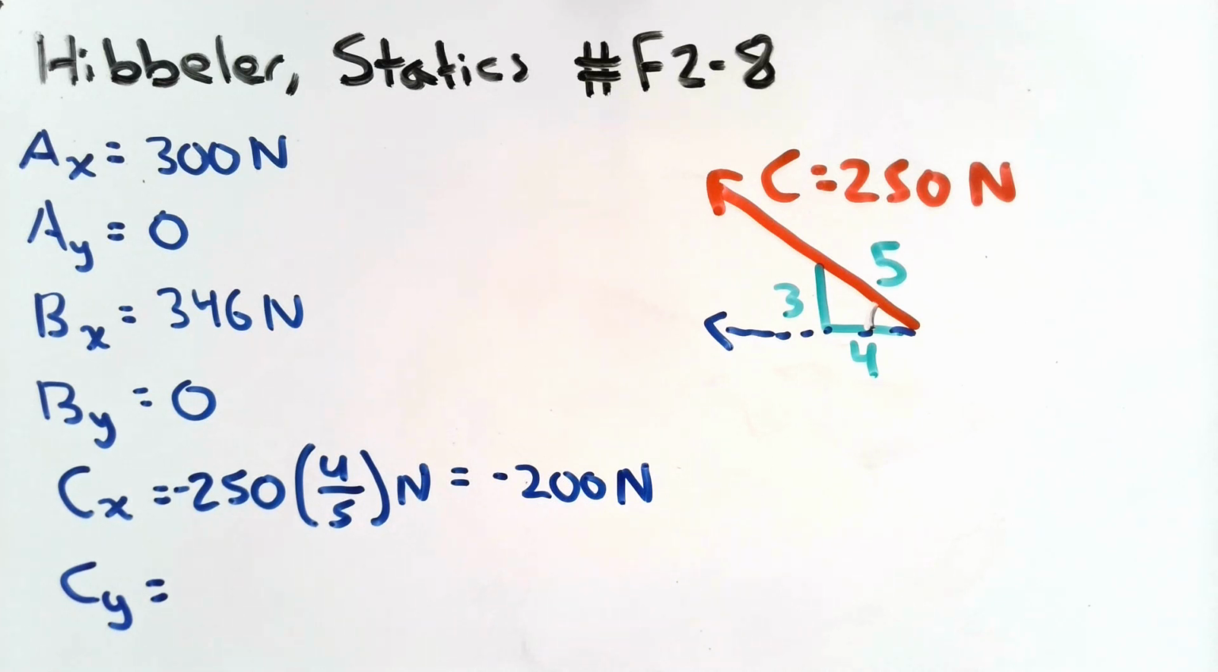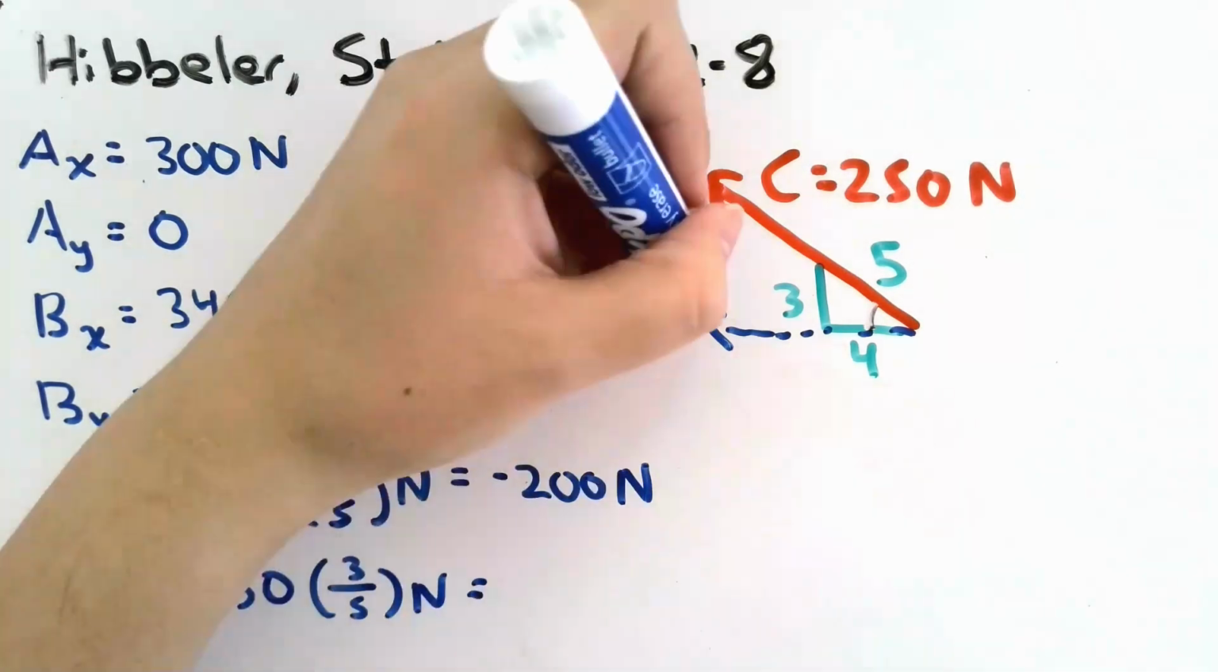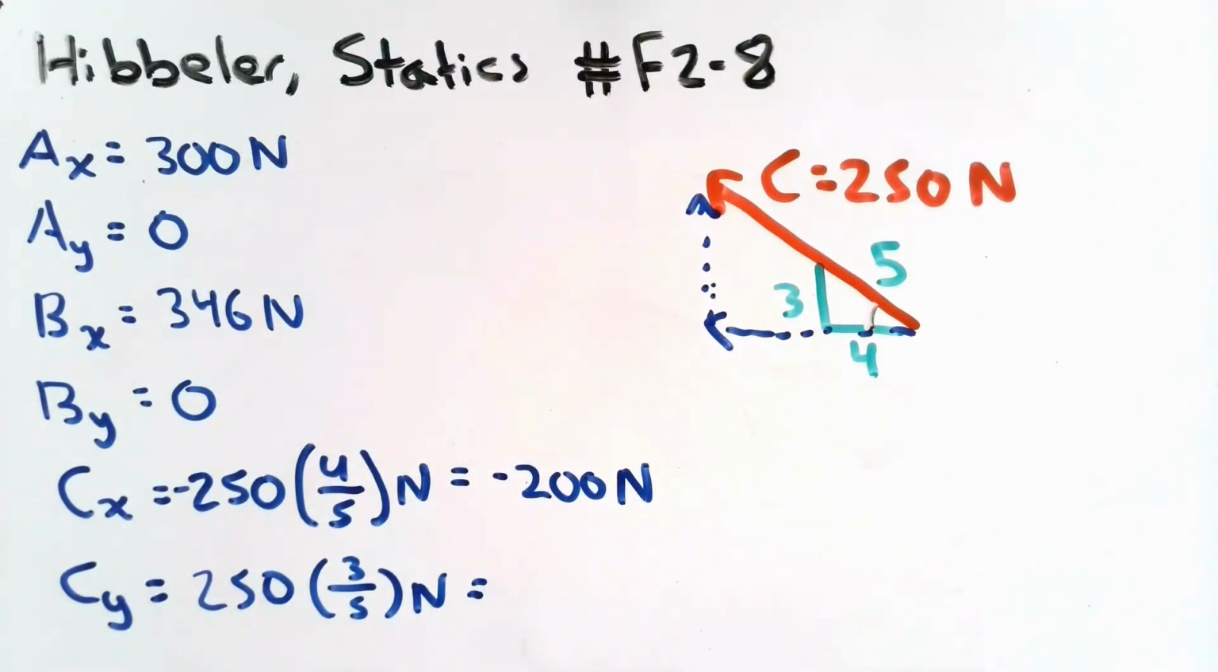This gives me an x component for vector c of negative 200 newtons. Similarly, the y component should be equal to the magnitude of the vector of 250 newtons times the sine of its angle, which in this case would be 3 over 5. The y component of this vector is acting along the positive y-axis, so there's no need for a negative sign here. This will give me a y component of 150 newtons.